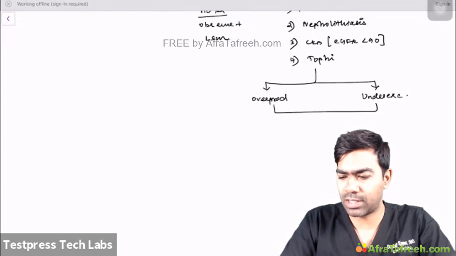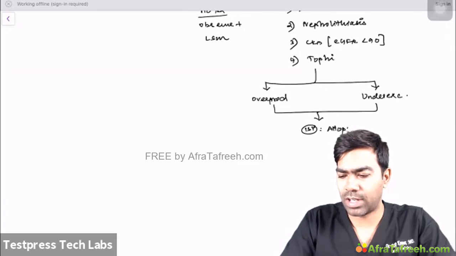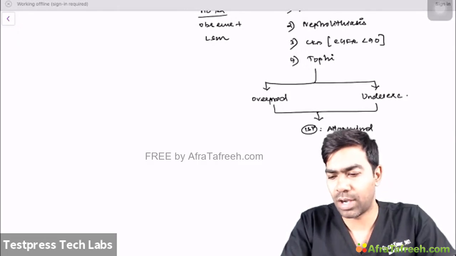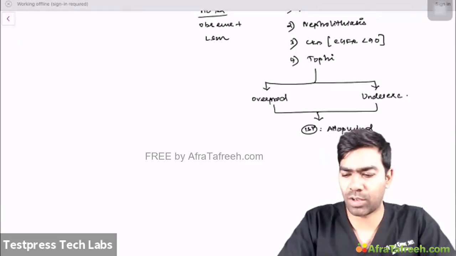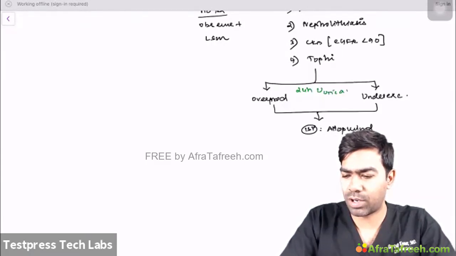Whatever may be the case, you're going to straight away start with the first line drug, that is allopurinol. I'll tell you why you have to know whether it is an overproducer or under-excreter, and what is the definition of an overproducer versus under-excreter. For that, before starting the treatment, you need to do something called a 24-hour urinary uric acid. It is very important.